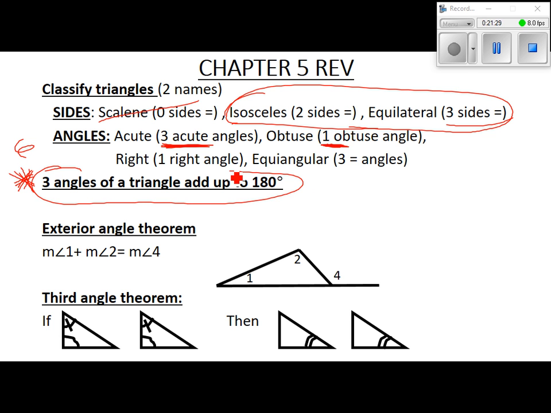Three angles of a triangle must add up to 180. Got to know that. I guarantee there's several problems on there where you're going to need to know that. Next theorem here, exterior angle. Which one of these, 1, 2, or 4 is an exterior angle?